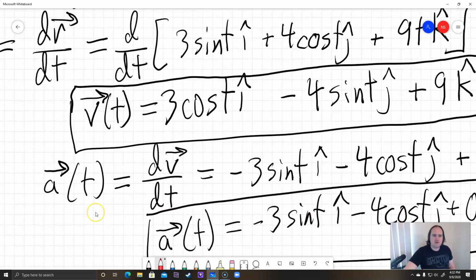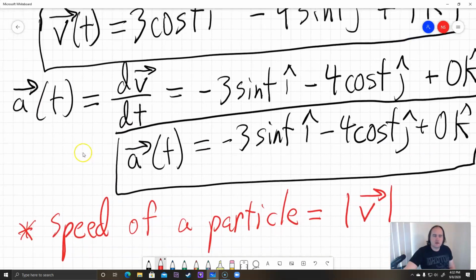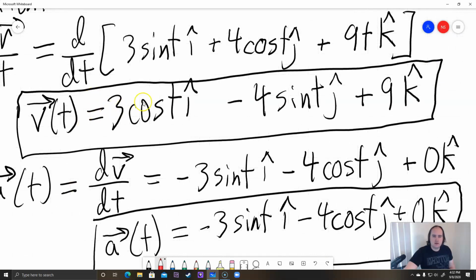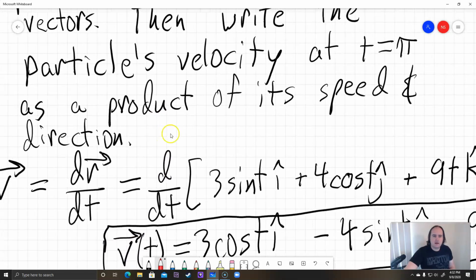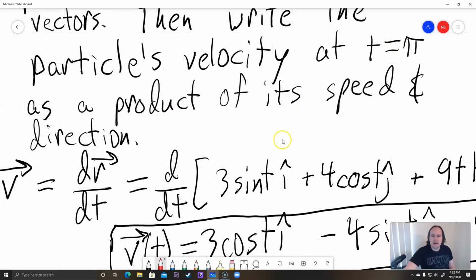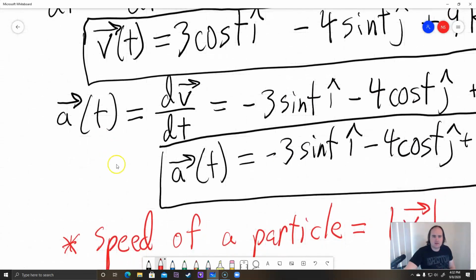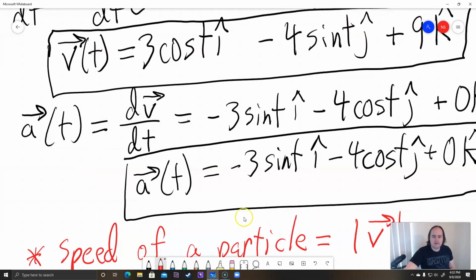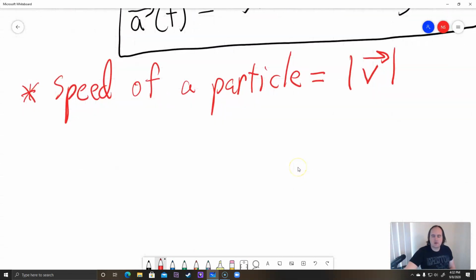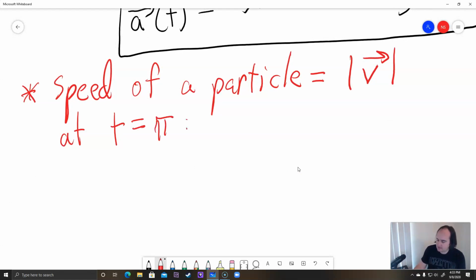First we're going to need to figure out what the length of v is, so we need to take the length of this. However, remember that it actually asks us to find its speed at time t equals pi. So we have to plug in pi first, and then find the length of that. The speed of the particle is the length of v, at time t equals pi. So it's the length of v evaluated at t equals pi.